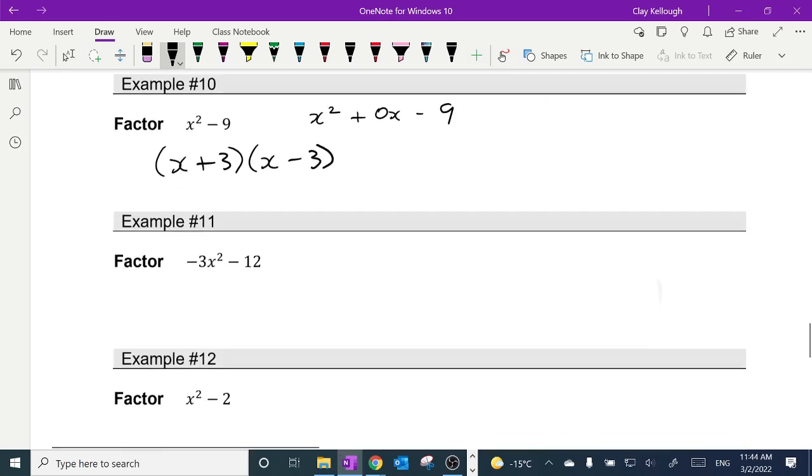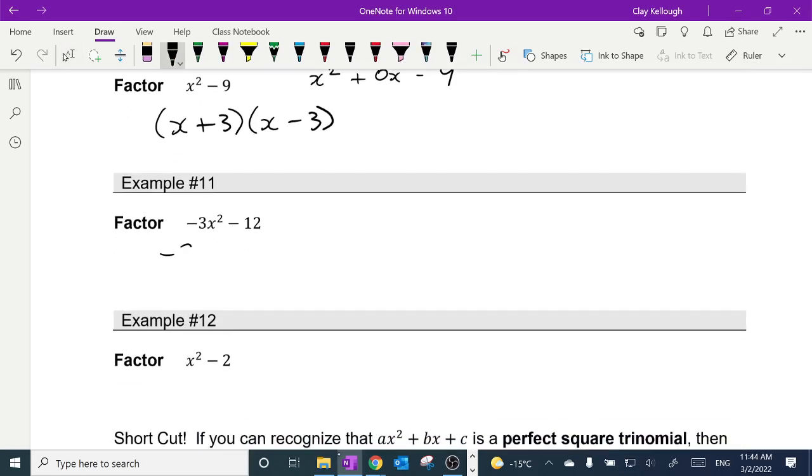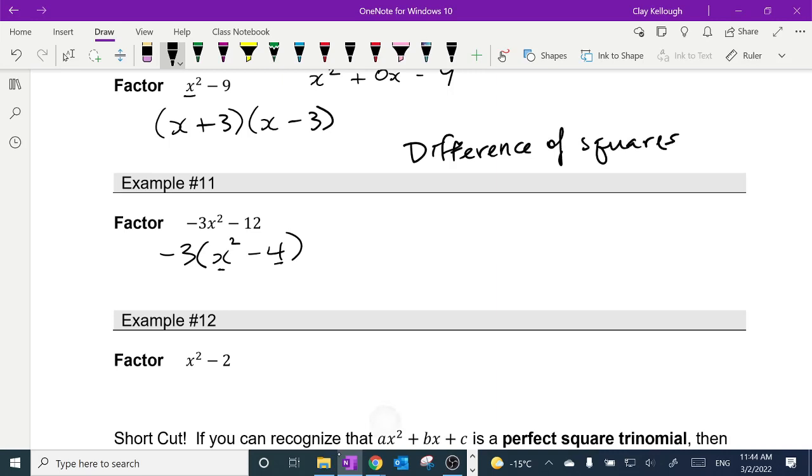For example 11, notice that you can factor out a negative 3 first, and then once again you have these two perfect squares, and you again call this factoring a difference of squares. Why is it called a difference of squares? Because that's a perfect square, and that's a perfect square, and difference just means subtract. So this becomes negative 3 times x plus 2 times x minus 2. So that's factoring a difference of squares.